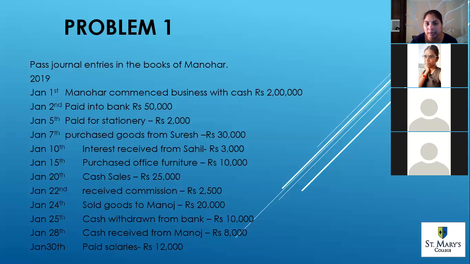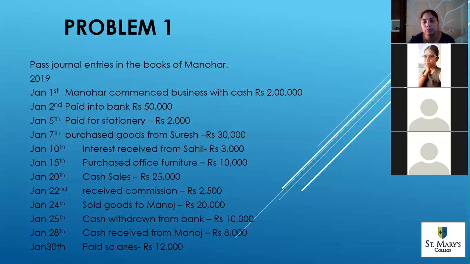Automatically bank will be credited. If we want to check it, bank is a personal account and right now bank is the giver because from bank we are withdrawing cash and bringing it into the business. So bank account should be credited. Write your journal entry, January 25th, cash account debtor to bank account rupees 10,000. I'll repeat, cash account debtor to bank account 10,000, being cash withdrawn from bank.